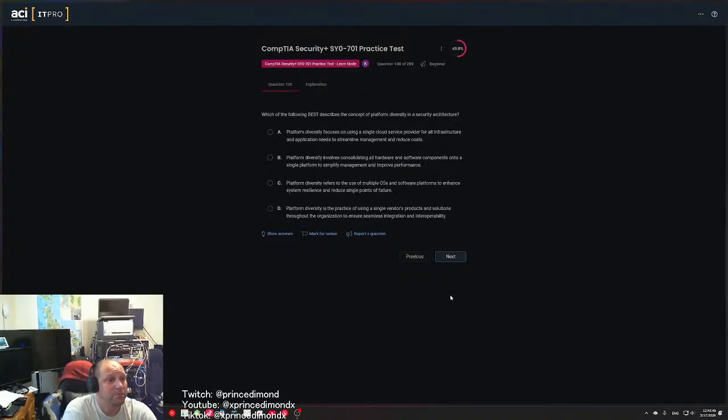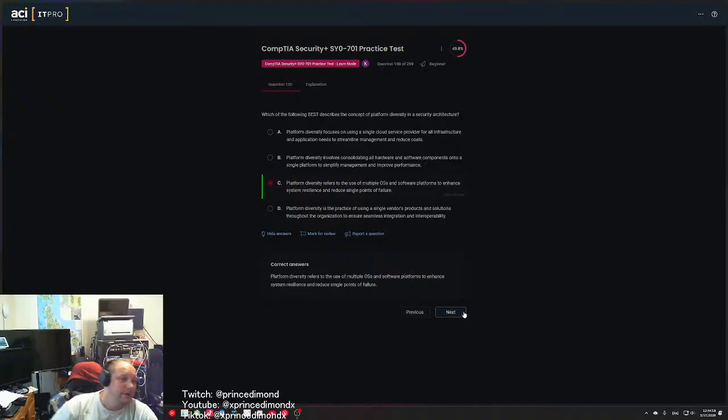Which of the following best describes the concept of platform diversity in a security architecture? So this one says single, this one says consolidate, and this one focuses on using a single. So you're going to use multiple OSs and software platforms to enhance system resilience and reduce single points of failure. That should be your answer, and that is correct.